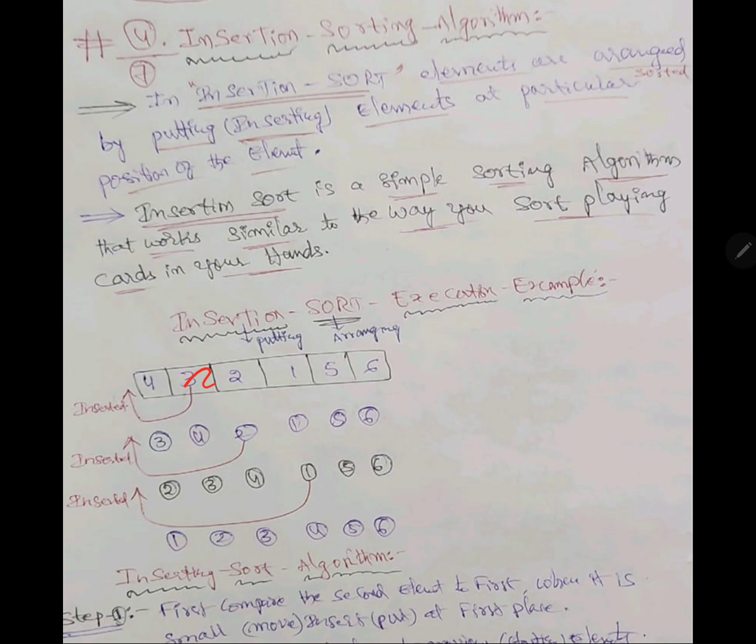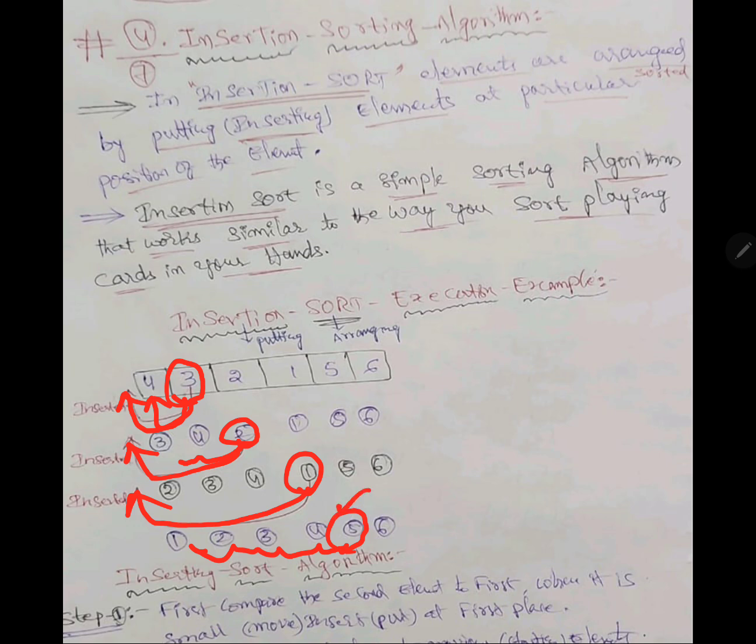So we will take the second element and compare it with the first element. When it is small, it will be inserted in the first position. Similarly, we will take the third element and compare it with these two elements, and when it is small, it will be inserted here. And we will take the next, fourth element, compare it, and insert it. The remaining elements are handled the same way: the next element is compared.